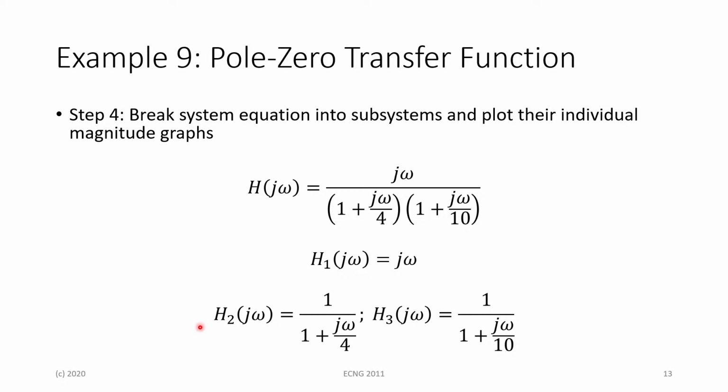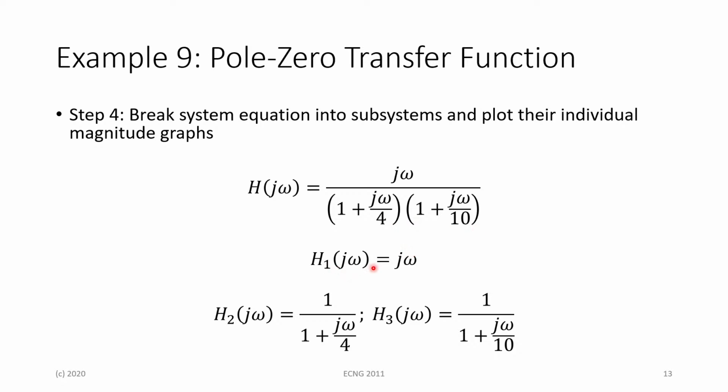The next step after we do the standard form is to break the system equation that we have here into a series of subsystem equations. And in each one of these subsystems, we're going to plot their individual magnitude graphs, and then watch how they compound with each other to form our resultant graph for the entire H of j omega here. Because we have one component on the numerator and 2 components on the denominator, that means we can break it into 3 subsystems.